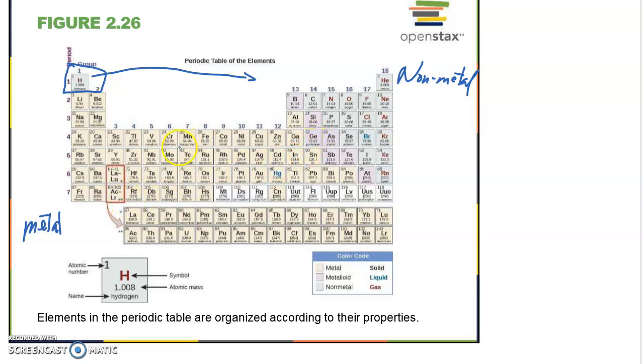What are the other properties? Each of these columns, group number 1, group number 2, group 17, group 16, group 18, they all have their names. And you have seen that before. Group number 18 is called noble gas. Number 17 is called halogen. Number 16 is called chalcogen. The first group is alkali. Second group is alkaline earth.